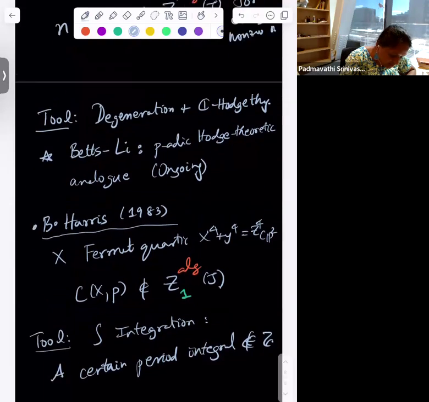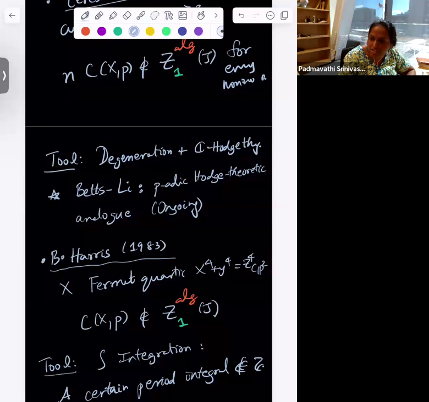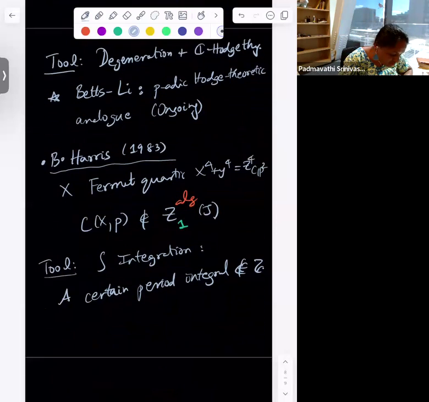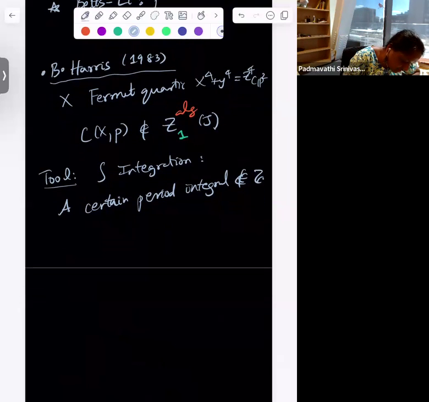But you might ask, seeing Ceresa's result and Bruno Harris's result, what about multiples of the Ceresa cycle of the Fermat quartic? Can those become algebraically trivial? This shows that this Ceresa cycle is non-zero in the quotient group, Z1 hom over Z1 alg, but is it torsion, right? So this is also something we know.